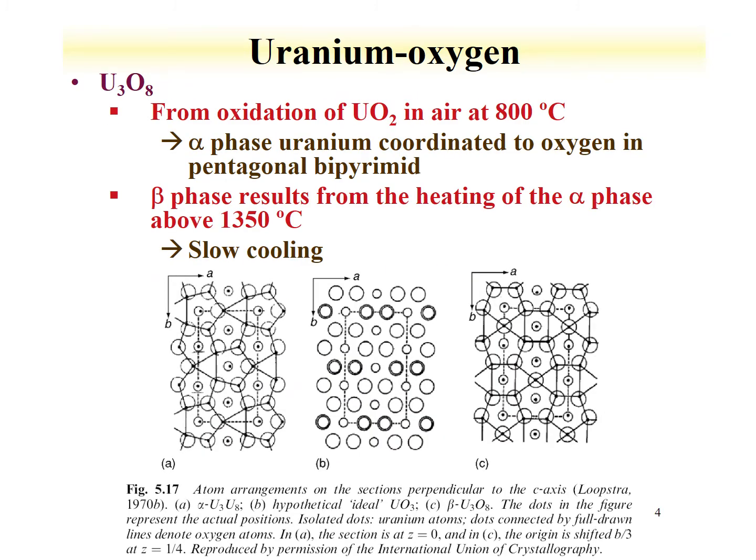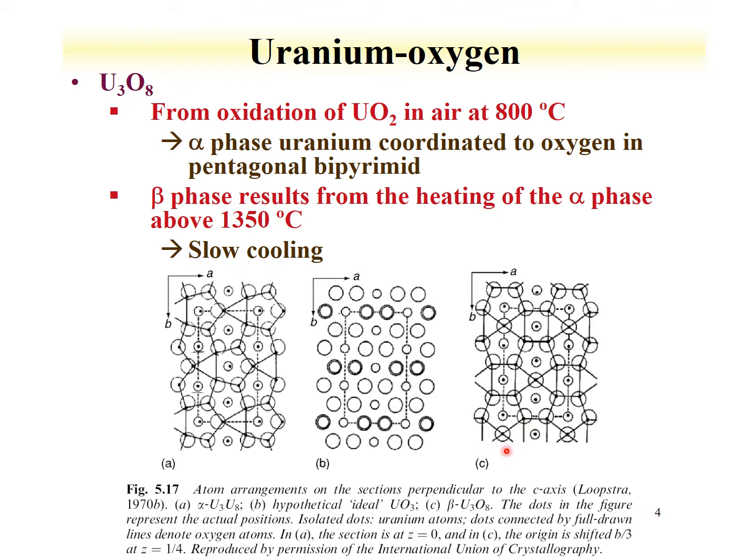Another important uranium oxide species is U3O8, and this is formed from the oxidation of UO2 in air at 800 degrees. There are two phases, an alpha phase and a beta phase. That means it's U3O8 with different structures. And pictured here are some of the different structures. This is the alpha U3O8, should be U3O8, not U3U8 as shown here.